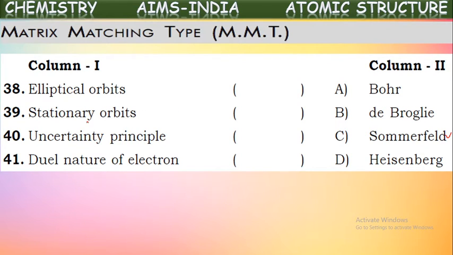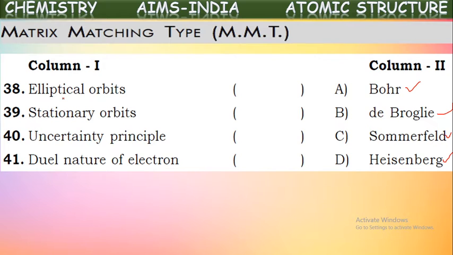Next one, stationary orbits. The concept of stationary orbits was proposed by Niels Bohr. Bohr proposed stationary orbits. What about uncertainty principle? Uncertainty principle was proposed by Heisenberg. Heisenberg proposed uncertainty principle. What is the last one? Dual nature of electron. Dual nature of electron was proposed by de Broglie. So elliptical orbits Sommerfeld, stationary orbits Niels Bohr, uncertainty principle Heisenberg, dual nature of electron de Broglie.